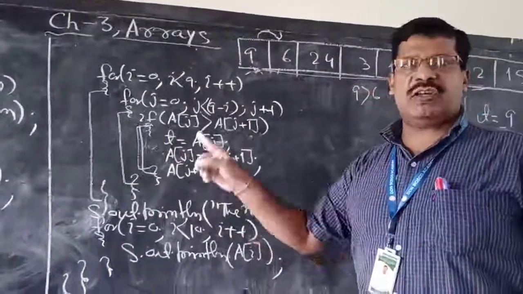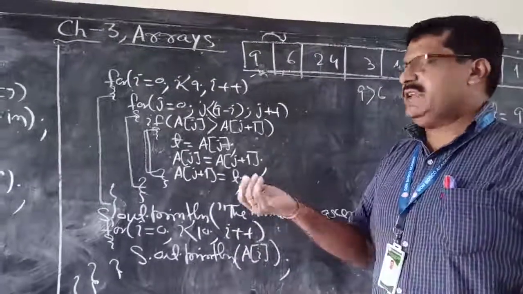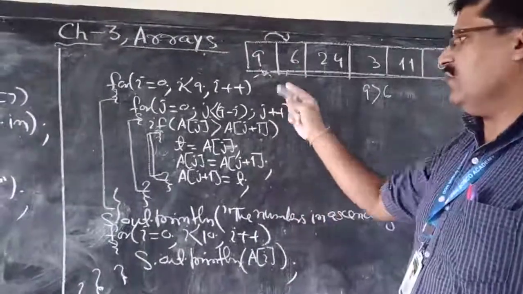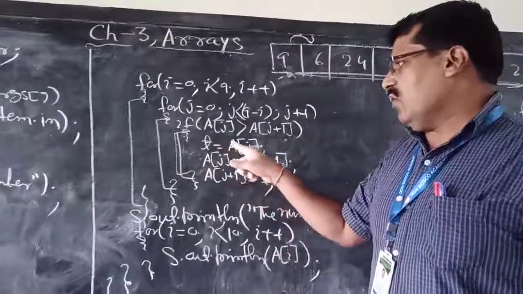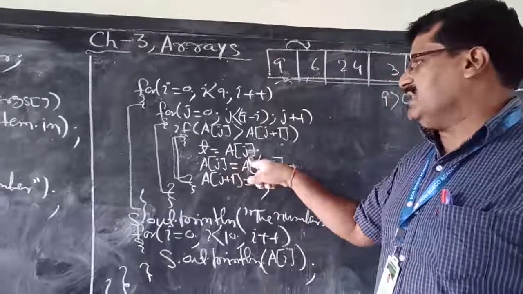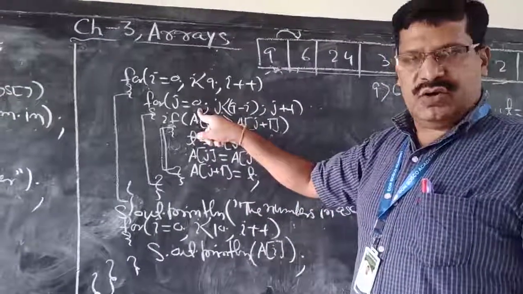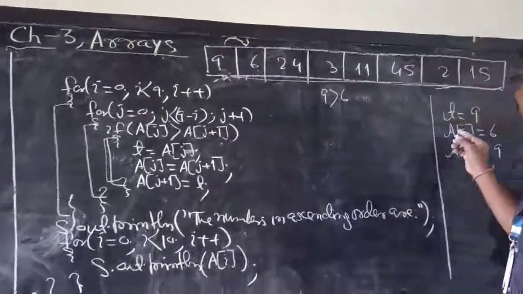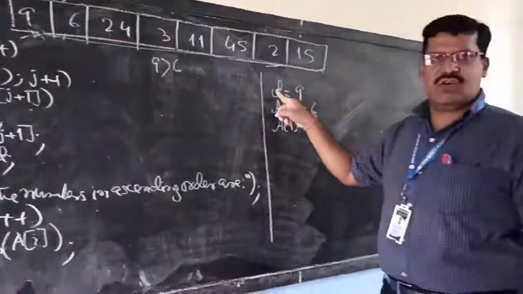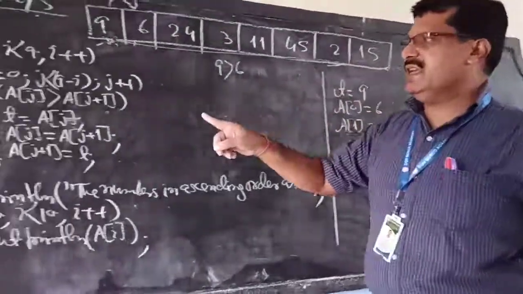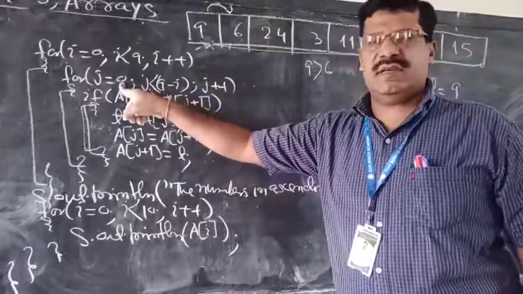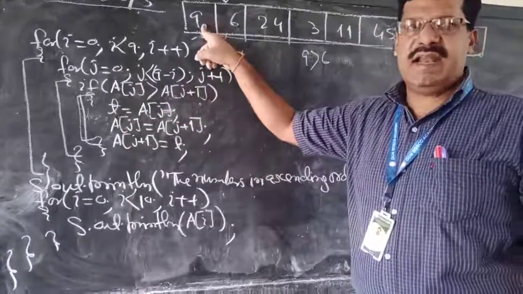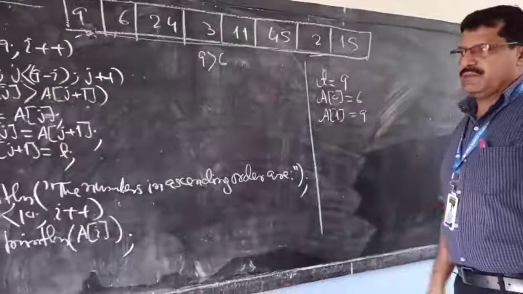These 3 lines are called the swapping lines, the interchanging lines. They interchange the values of two consecutive variables. How? t = a[j]. The j value is 0, so t = a[0]. What is there at a[0]? 9 is there. Look here. So t = 9.